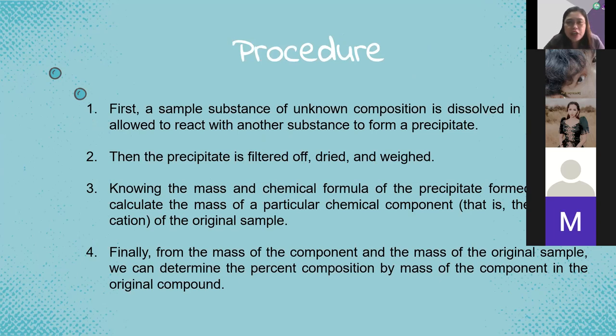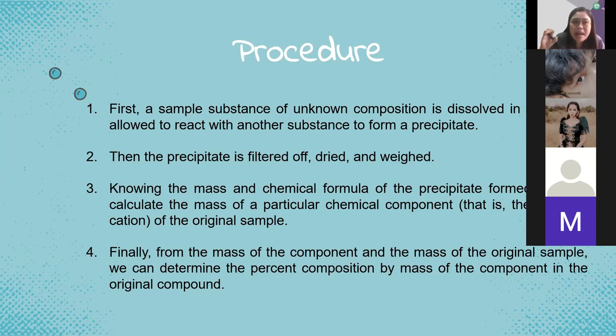Now, in the laboratory, anong ginagawa natin? Kapag meron tayong compound, we have the procedure here. First, meron tayong sample substance na unknown ang composition. Hindi natin alam. Meron tayong chemical na solid substance na hindi natin alam kung anong pangalan niya and ano ang kanyang composition. So, hindi natin alam ang kanyang chemical formula.